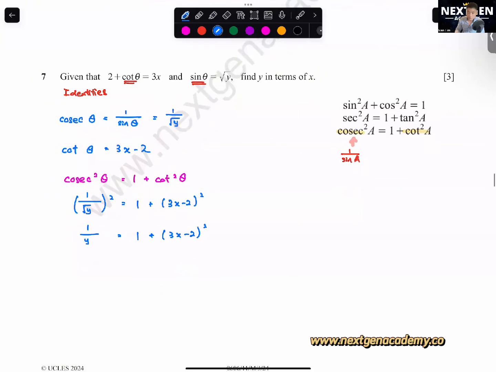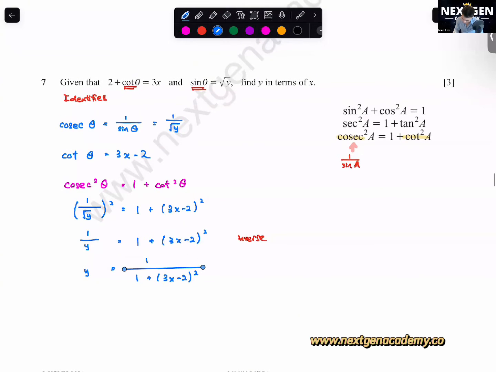What can I do? Since now it's 1 over y, I inverse. Let's inverse the entire equation, left and right. So it becomes y equals to 1 over 1 plus 3x minus 2 square. This is your final answer.